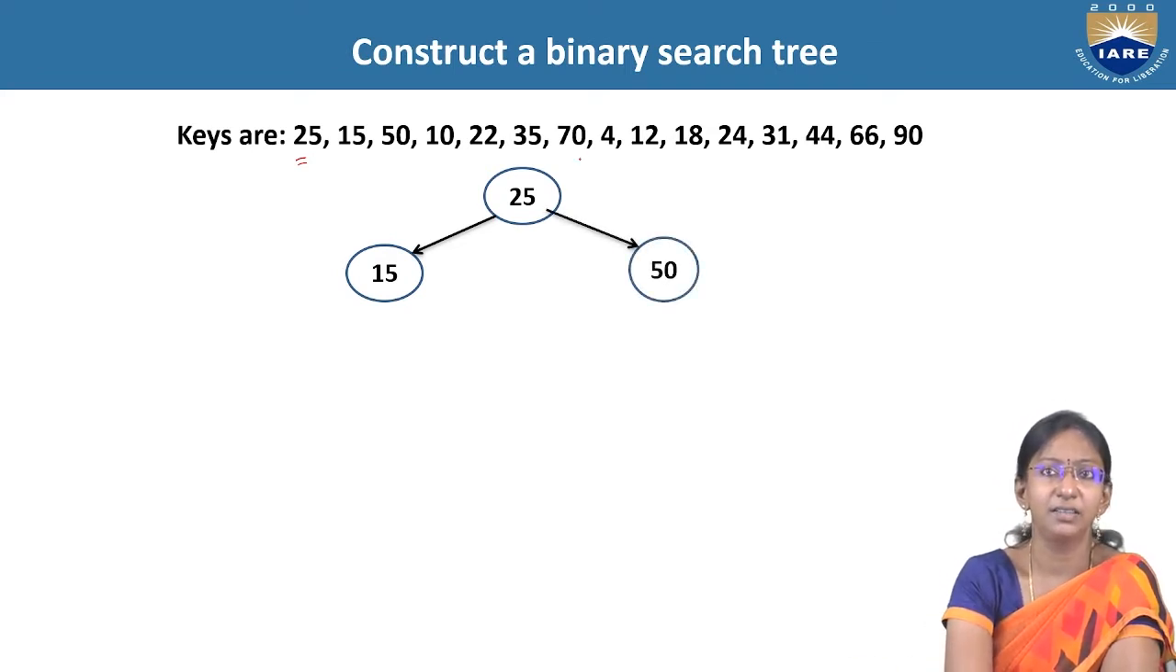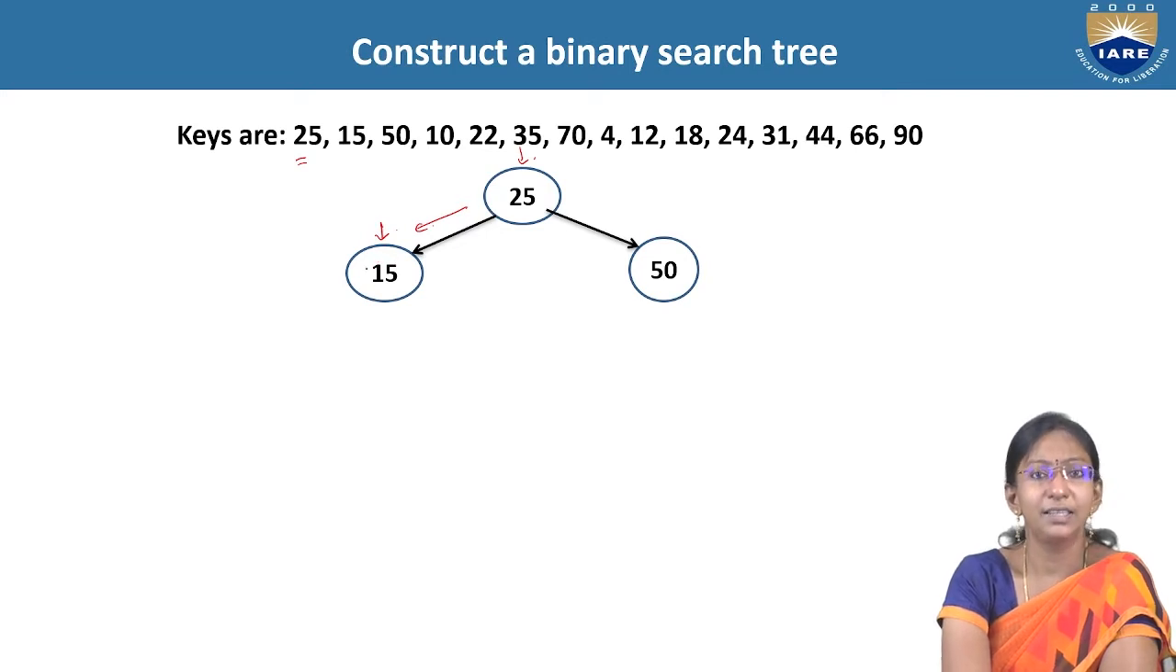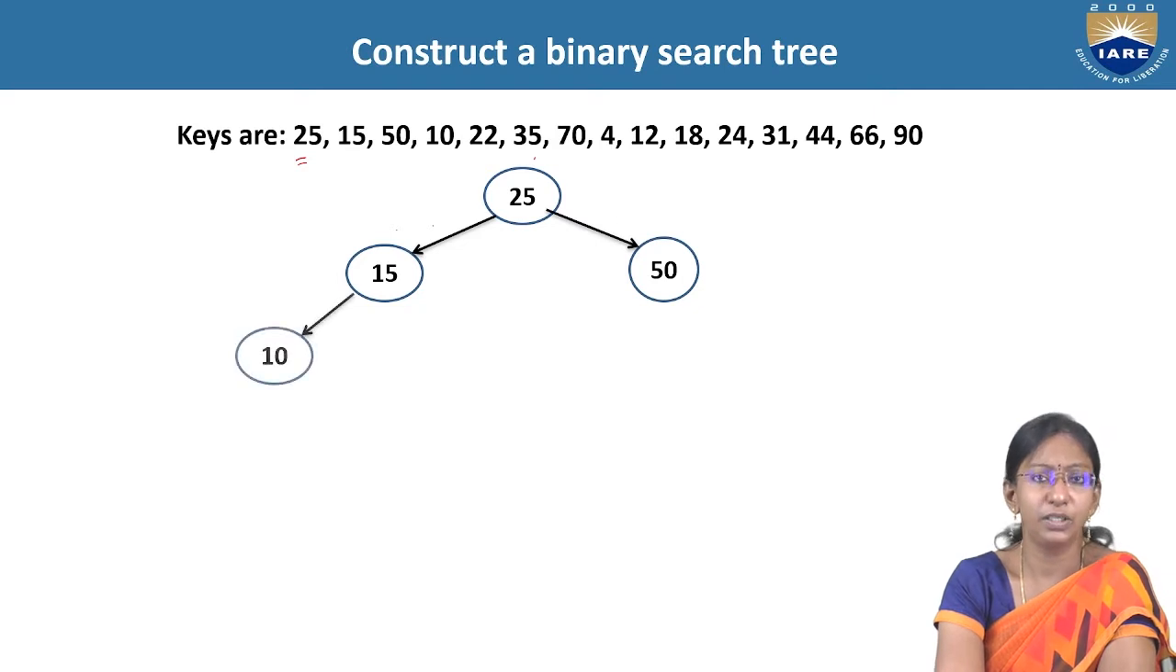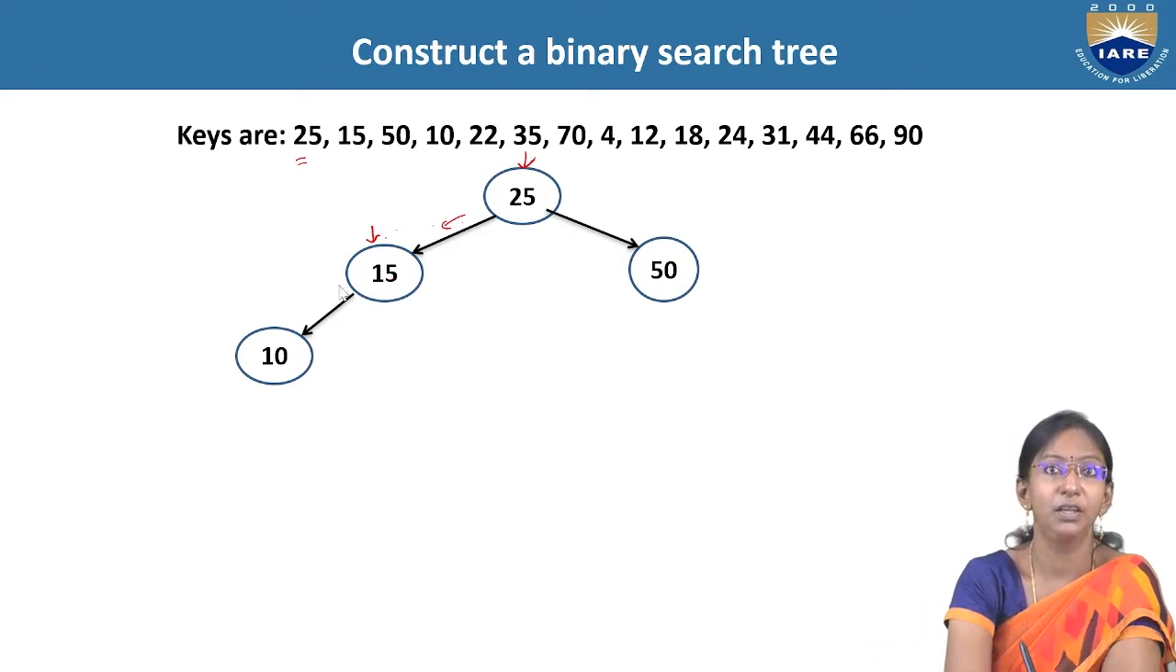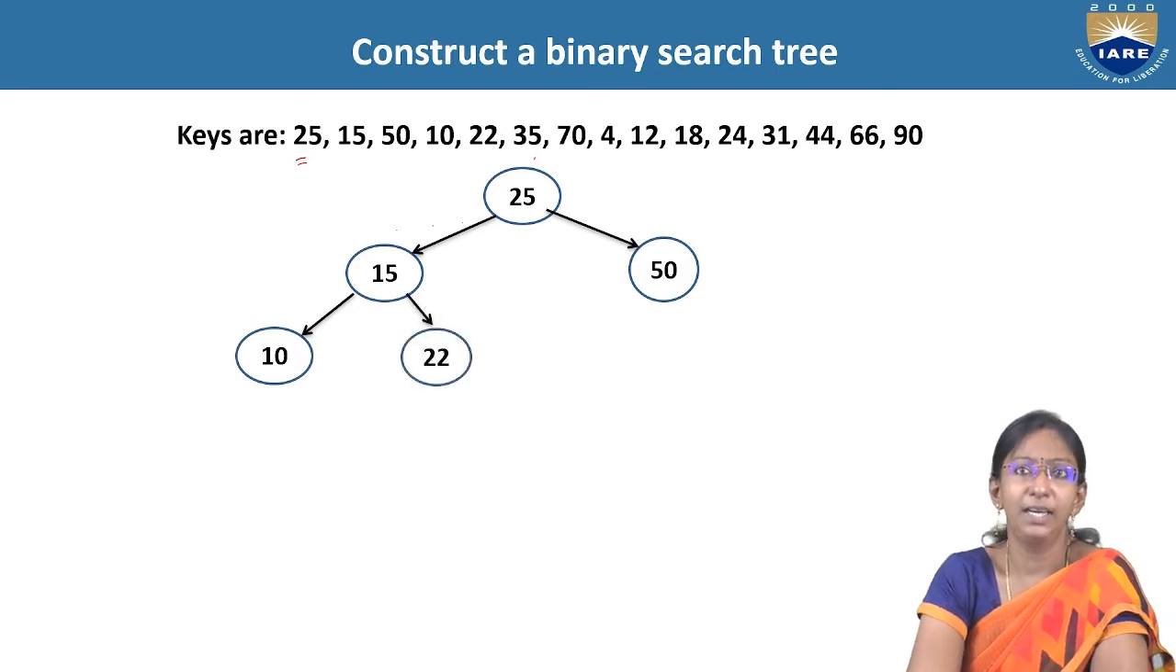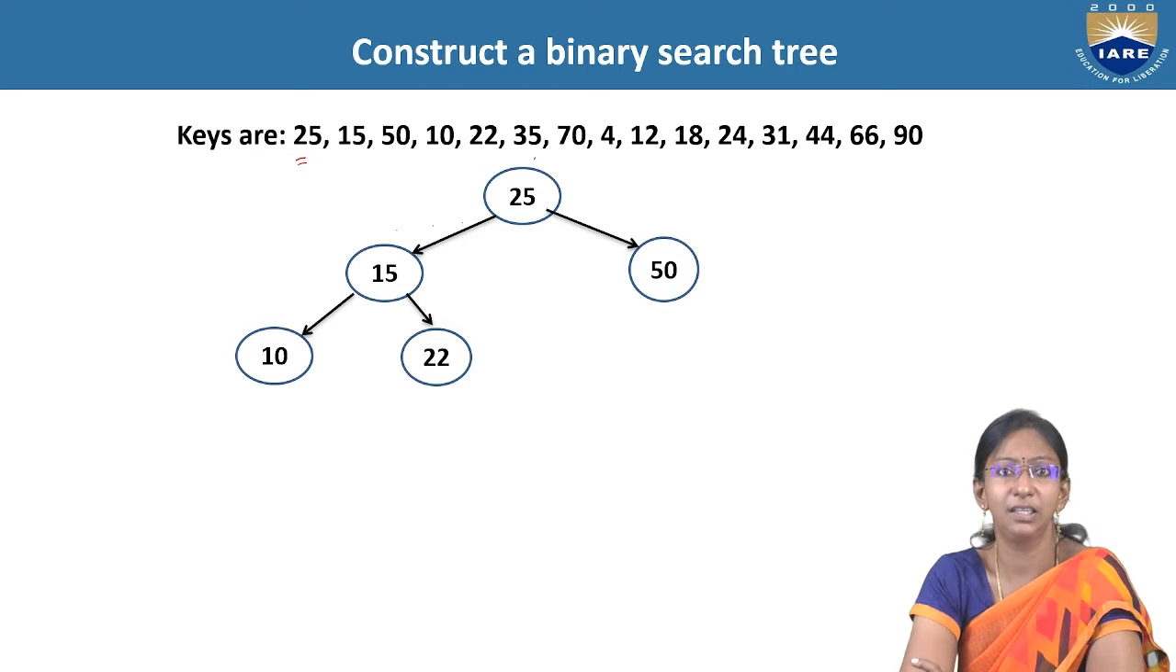Next, 10. Start with your root. Go to your left as it is less. Here you encounter another value, 15. 10 is less than 15, so it will settle as the left child of 15. Then 22. Again start comparing from the root. As 22 is less than 25, go to the left side. Compare it with 15. As 22 is greater than 15, make it the right child of 15.